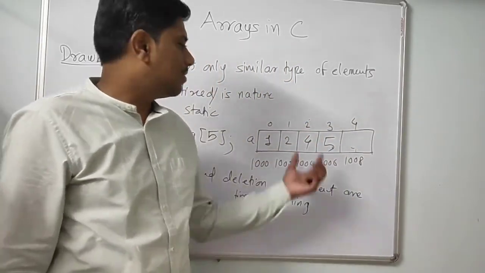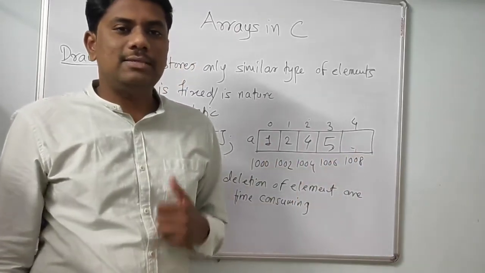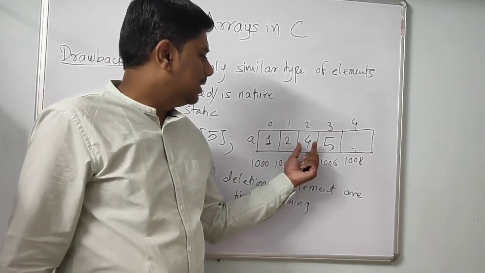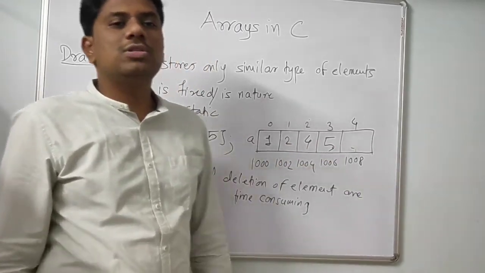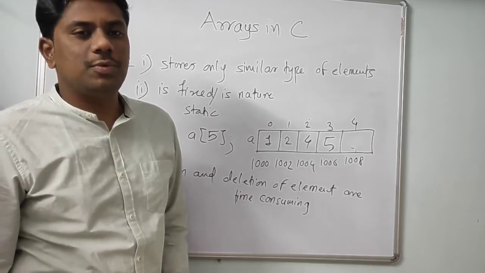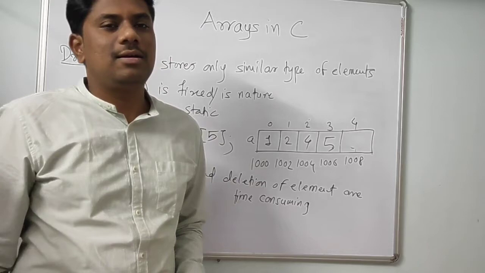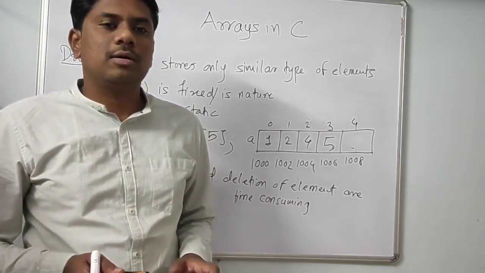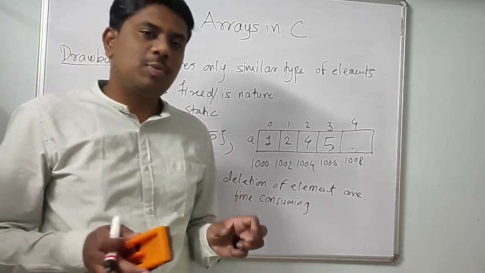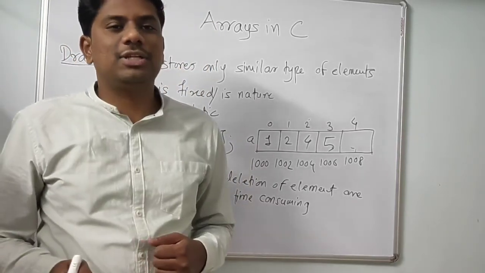So again shifting is required. Consider the size of the array is 1000 and you need to delete the element from the third position. So again that many shifting operations you need to perform. That's why insertion and deletion of elements are somewhat time consuming, because a lot of shifting operations take time, in the case of insertion and deletion.